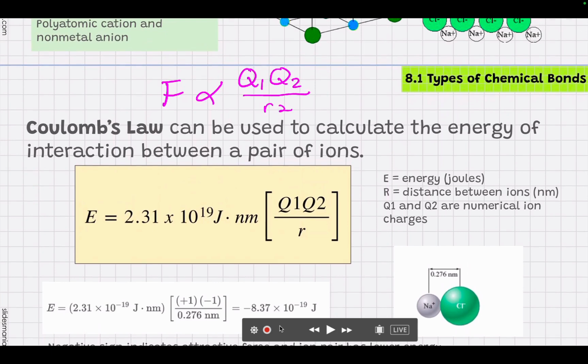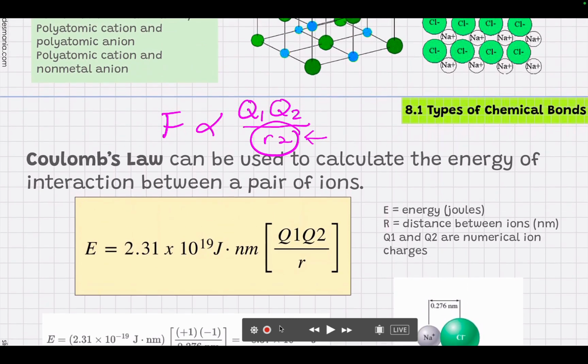So what it's showing you is that the smaller the distance between two charged particles, the larger the force of attraction. And the greater the charge of those particles, the greater the force of attraction, or repulsion. If they're like charges, they would be repelled. But normally we're talking about it in terms of attraction.